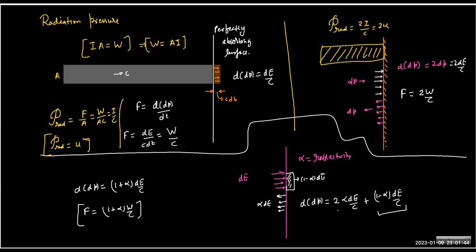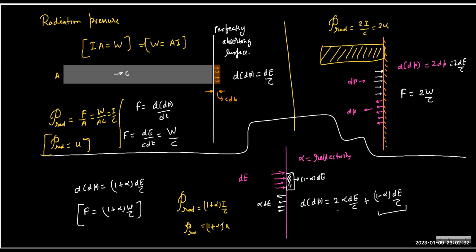And similarly, in the third case, the energy density will become 1 plus alpha times u, isn't it? That's logical. 1 plus alpha, because alpha is only reflecting, right? So from the existing energy density, how much are you adding? Only alpha times the initial value. So all are logical. So I can also say the radiation pressure here is 1 plus alpha I by C. And that's why it is 1 plus alpha U. All are self-explanatory as to why we are getting such answers. So do we need to mug up this formula? Is it logical? We can derive it whenever we want.